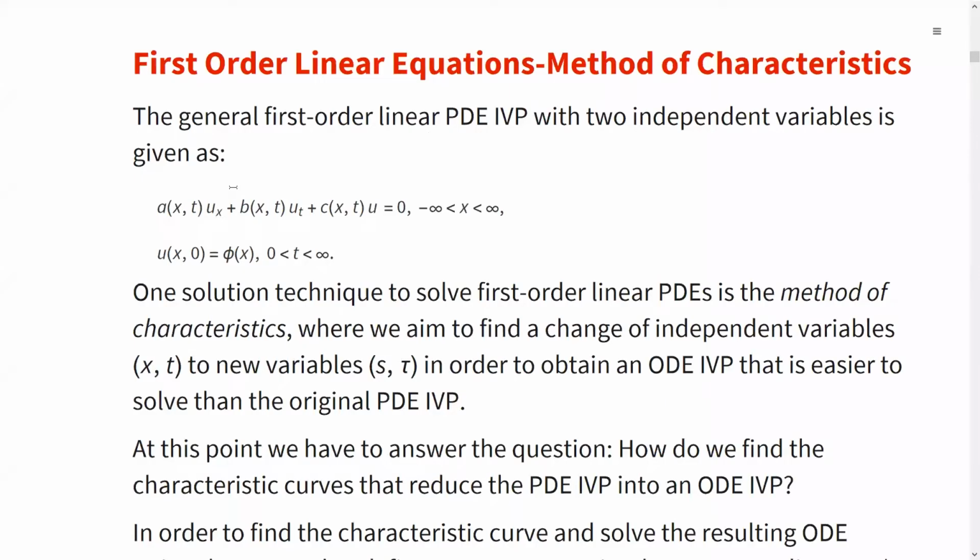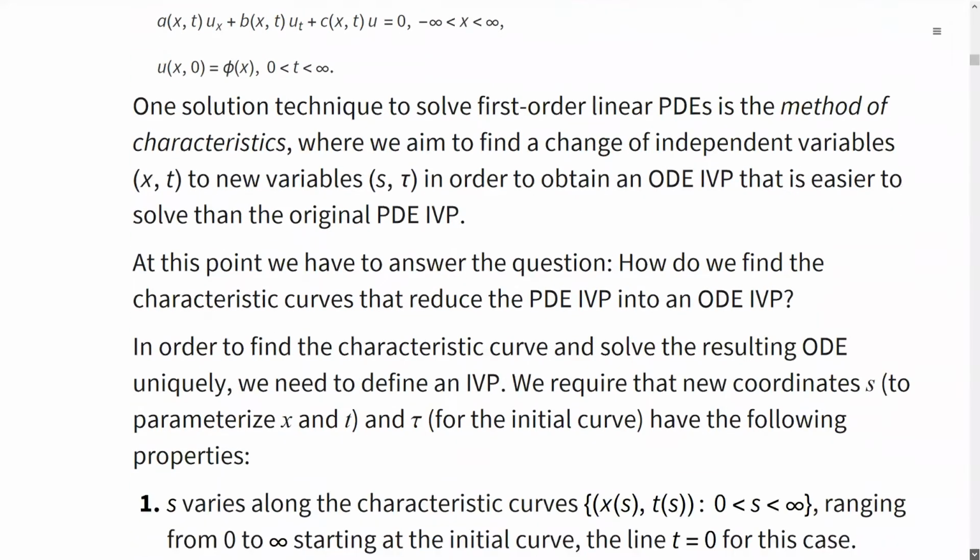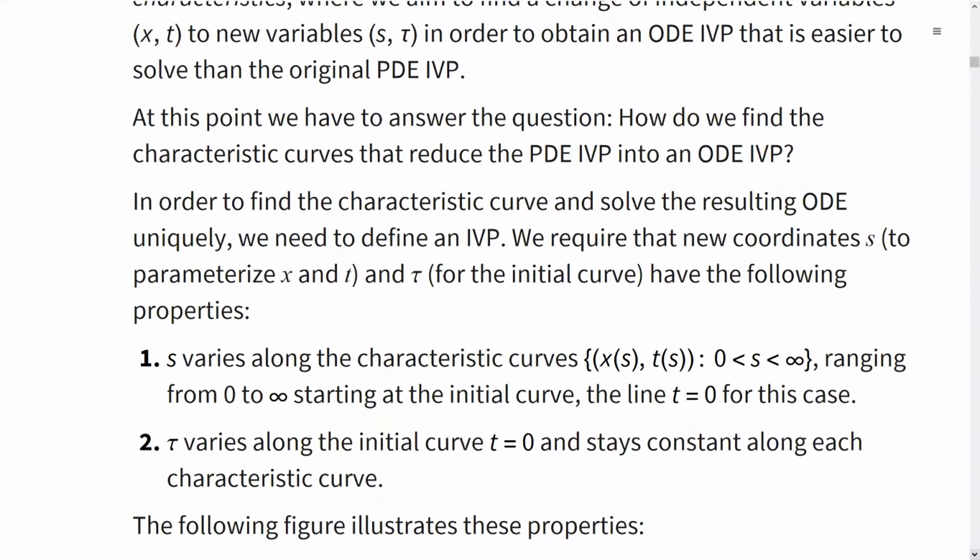Consider the general first-order linear PDE initial value problem with two independent variables, given as these equations here. One solution technique to solve first-order linear PDEs is the method of characteristics, where we aim to obtain an ODE initial value problem that is easier to solve than the original PDE initial value problem by a change of variables from x, t to, say, s, tau. Now the question is, how do you find the characteristic curves that reduce the PDE initial value problem into an ODE initial value problem?